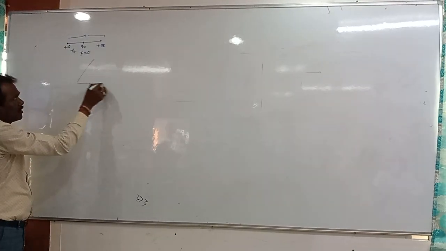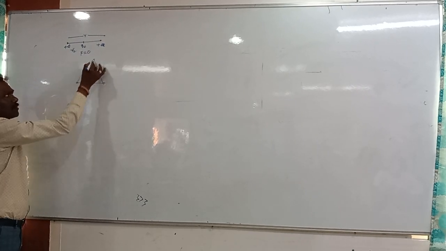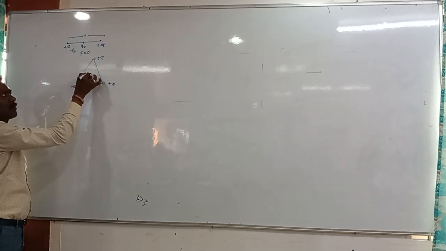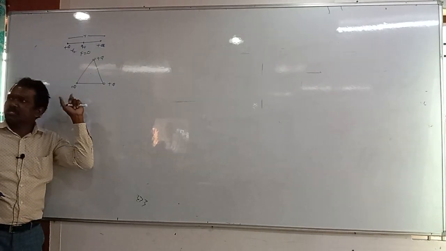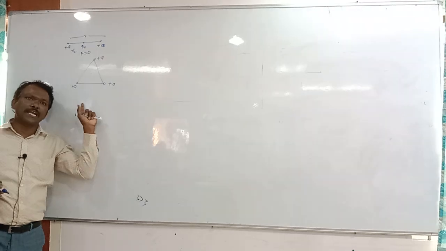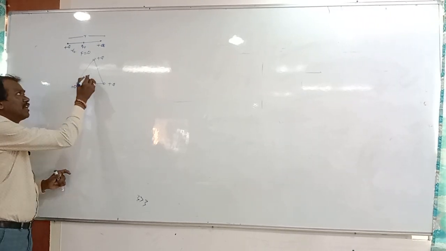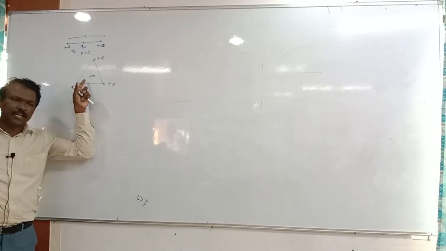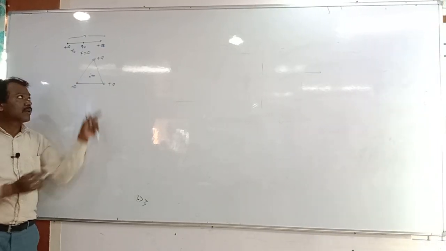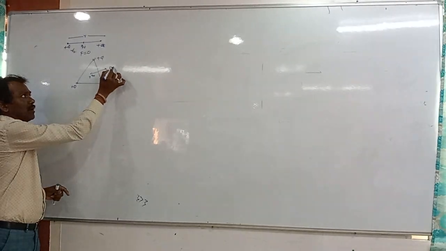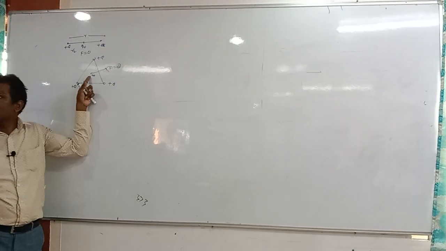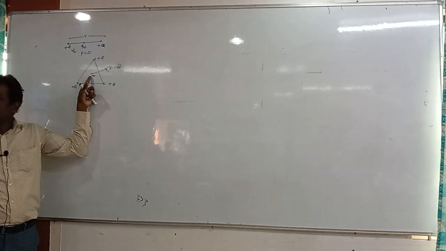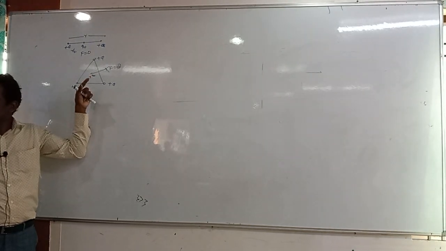Similarly, here three equal charges are at the three corners of an equilateral triangle. If we keep any charge, either positive or negative, the net force on it is 0. That means Q naught is in equilibrium at the center of the three charges.